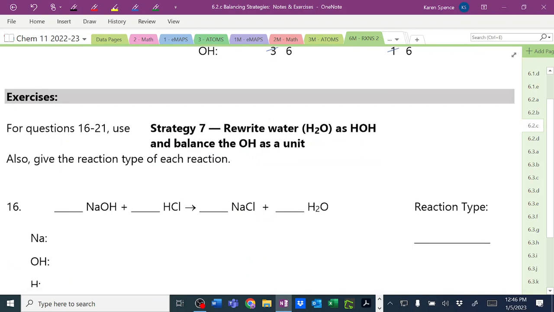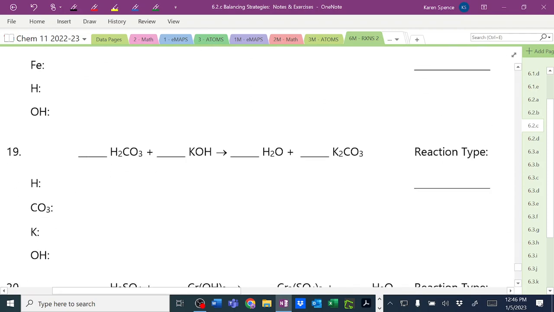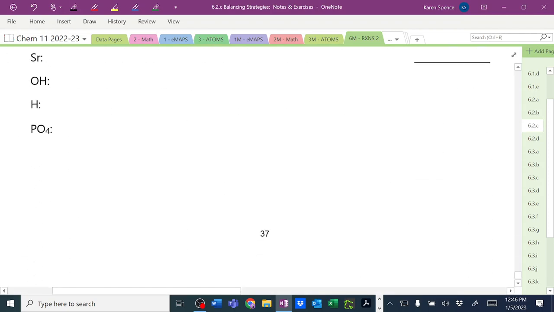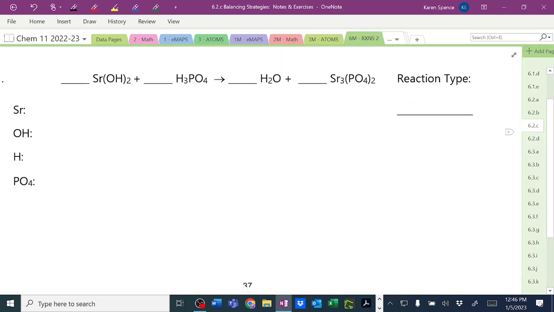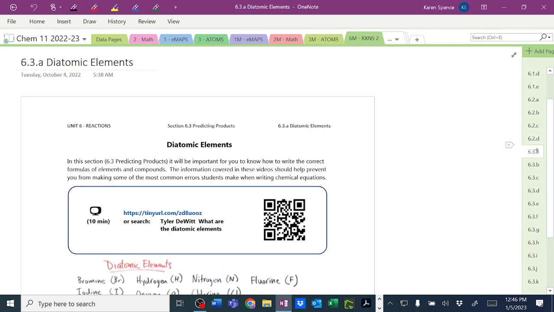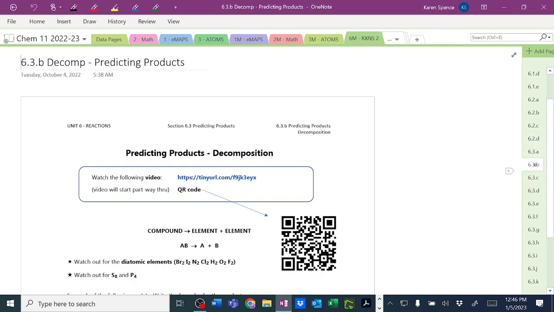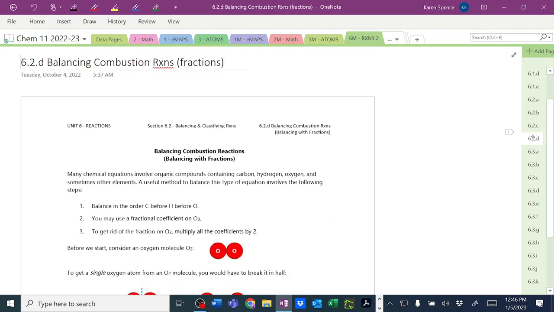Okay, so there's a little bit of practice here. You guys want to take a couple minutes and do those ones? And if you've already worked ahead, you could try looking at balancing combustion on your own. Or you could try looking at decomposition. Anyway, help yourself to whatever you like.